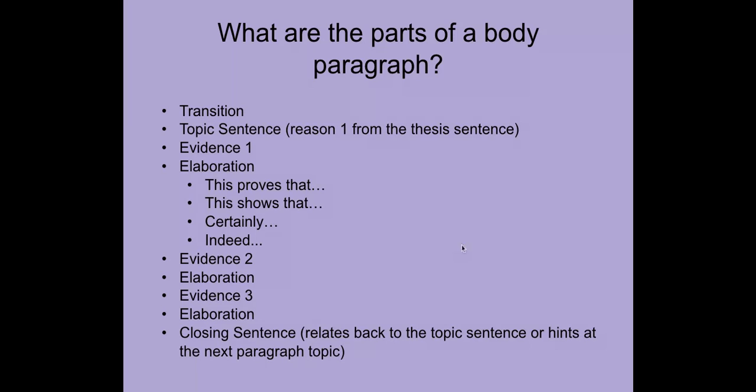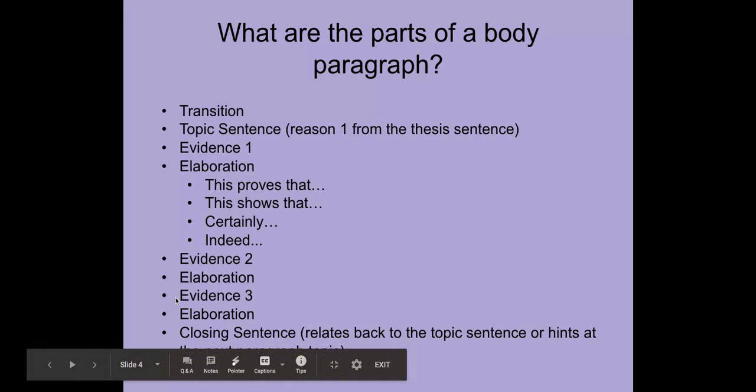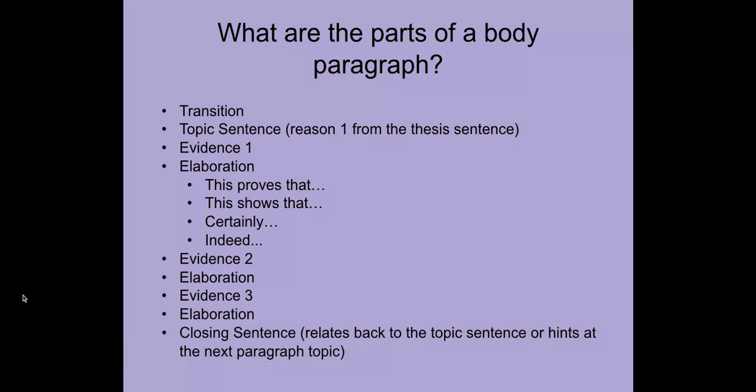So the parts of a body paragraph would be the transition. You start with a transition, followed by a topic sentence that is the first reason from your thesis sentence, evidence, elaboration on your evidence, your second piece of evidence, an elaboration on that, and then if you have a third piece of evidence, you want to elaborate on that, and then your closing sentence, which relates back to the topic sentence or hints at the next paragraph topic.